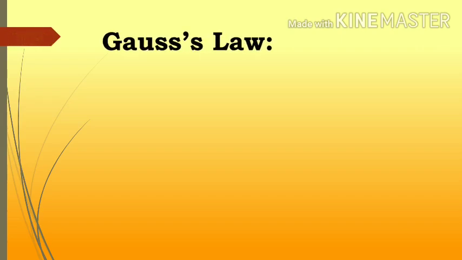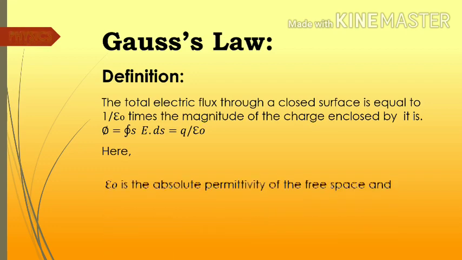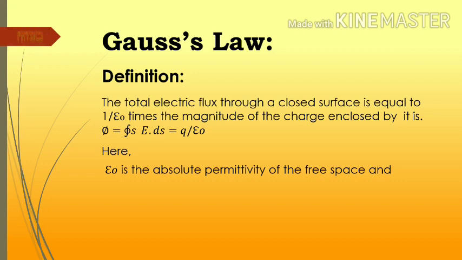Gauss's law. Definition: the total electric flux through a closed surface is equal to 1 by epsilon naught times the magnitude of the charge enclosed by it, that is, the closed surface integral of E dot dS equals q by epsilon naught. Here, epsilon naught is the absolute permittivity of free space, with value 8.854 times 10 power minus 12 farad per meter. q is the total charge enclosed.